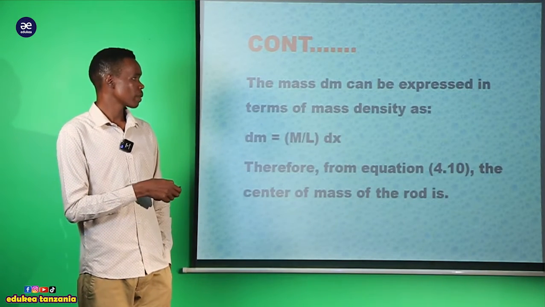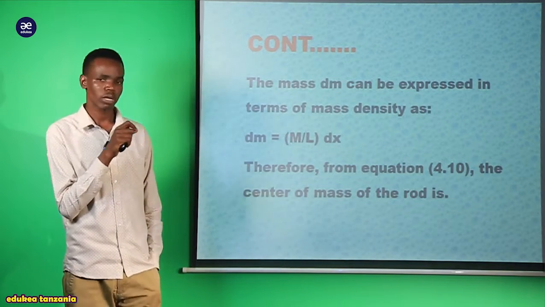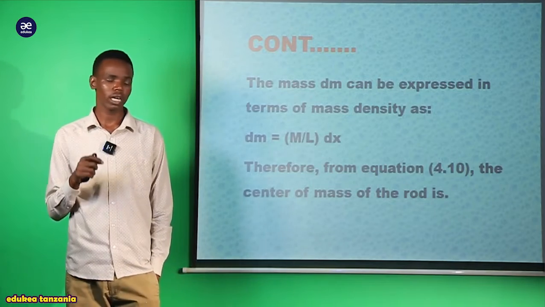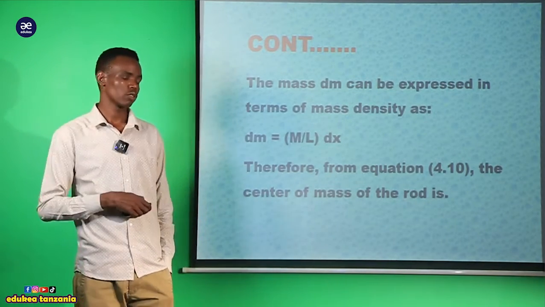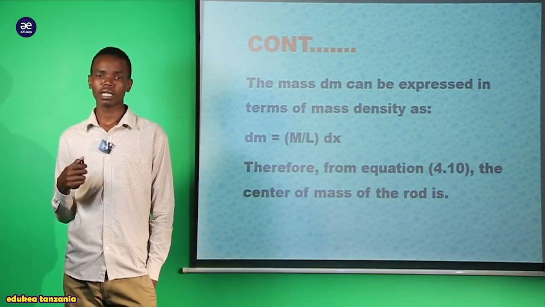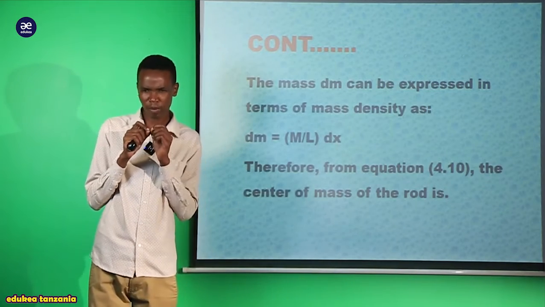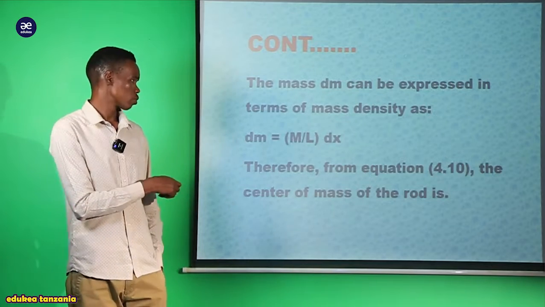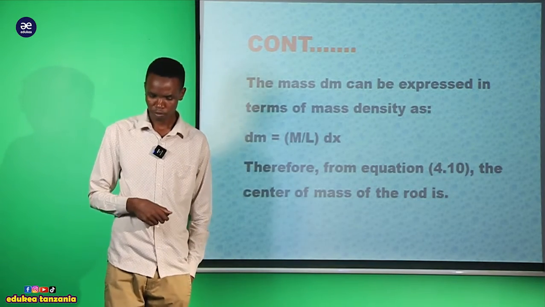So the mass dm can be expressed in terms of mass density. Kwa yule mass dm tutamu express in terms of the mass density. Now we can say that this dm must be equal to the mass density. It means tutachukua mass divided by L, then we multiply by this small change, kale ka distance, ambao ka small distance ambao kameongezeka along the x from the fixed point. Kwa hiyo equation yetu itakuwa ni hii hapa in terms of the mass density.